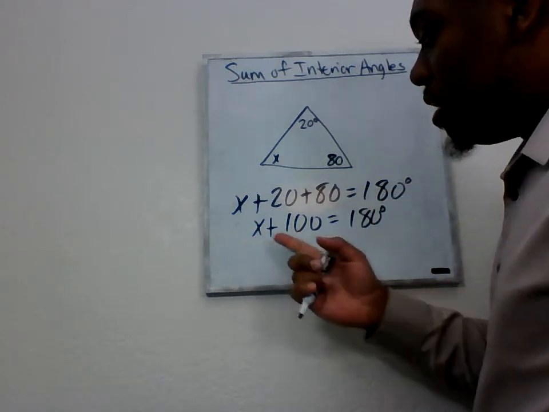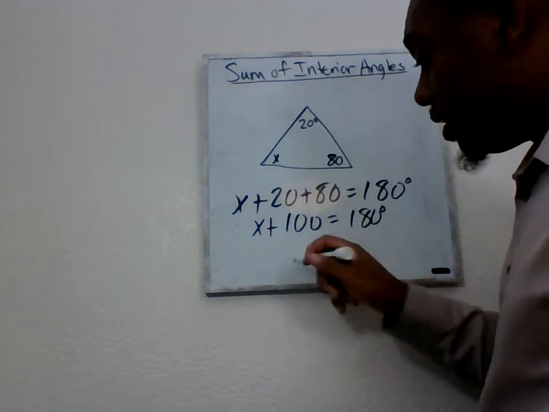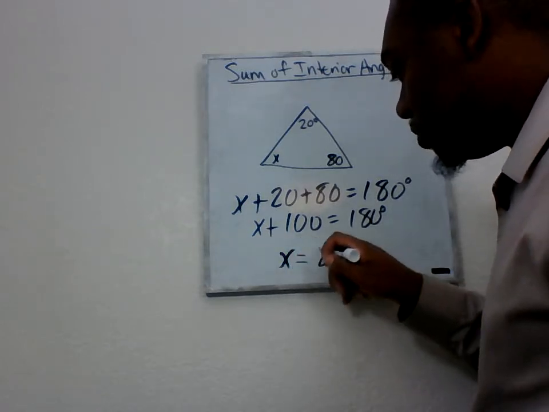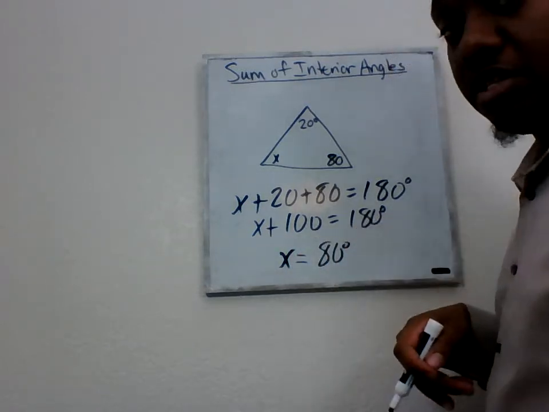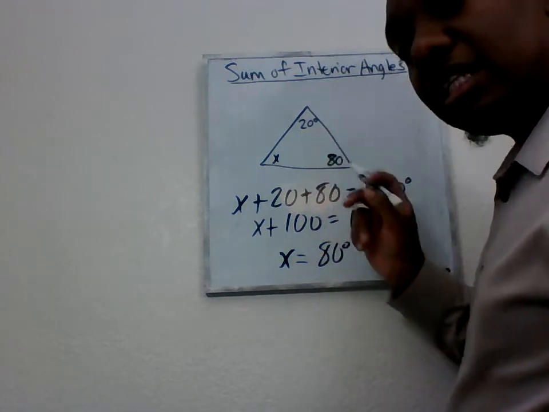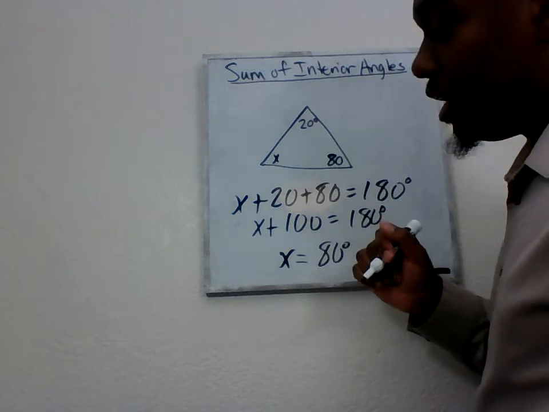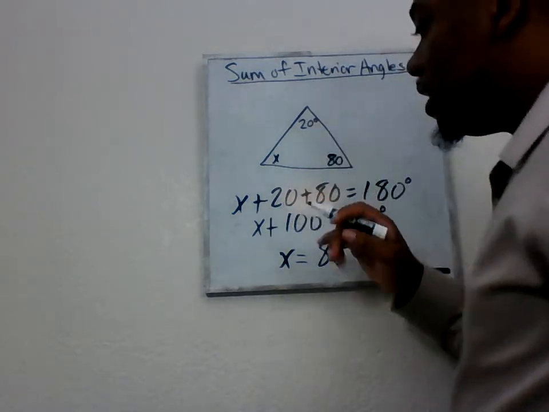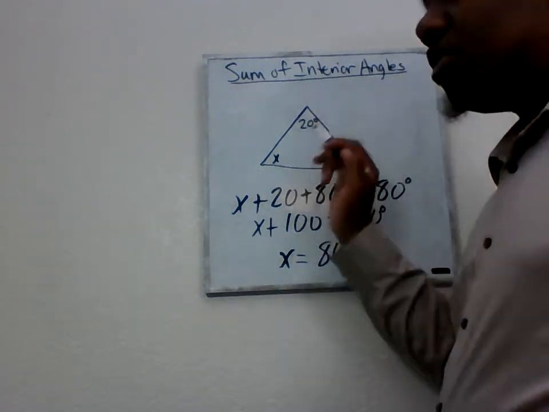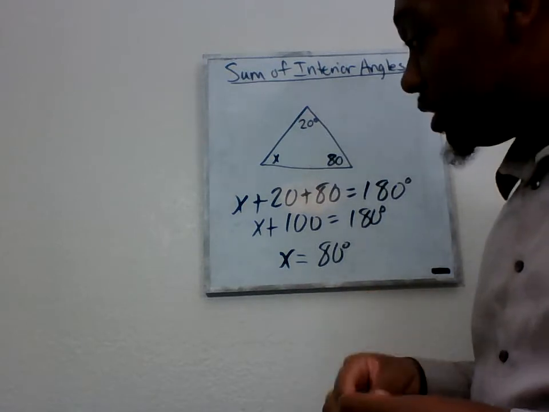So some number plus 100 equals 180. We then know that x equals 80 degrees as well. So this would actually be an isosceles triangle, an acute isosceles triangle. But anyway, we know this because the angles in a triangle have to equal 180 degrees.